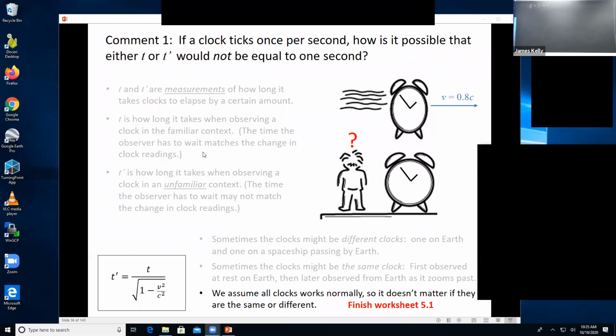I better take roll too. With my roll sheet. One, two, three, four, five, six, seven, 8, 9, 10, 11, 12, 13. Okay.